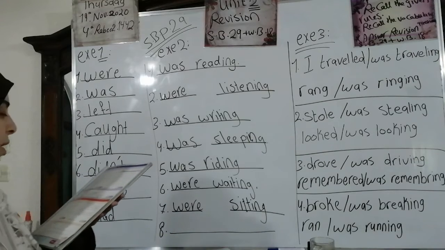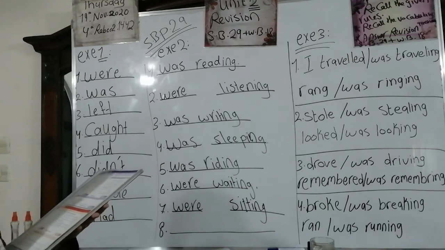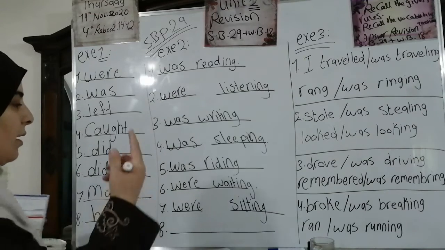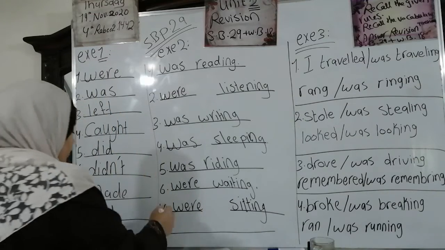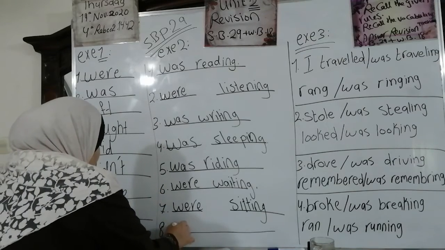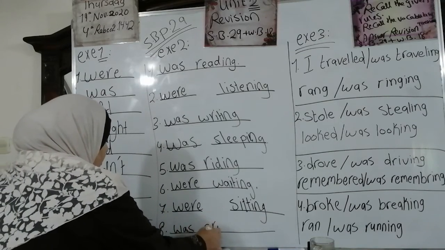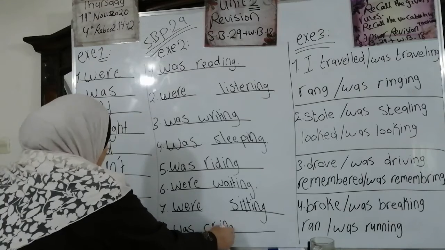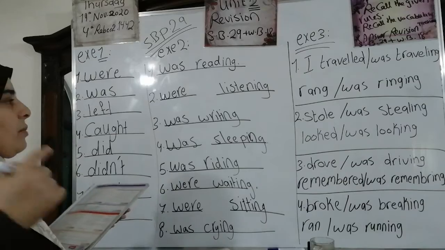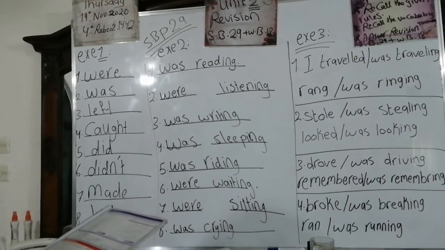Now, number 8, the last one. My grandmother, because she was very sad. So we have the last verb, and my mother, she is singular. So we're going to write was crying. Okay, was crying. Deal? Now, I'm going to move to question number 3. Please stay with me. Deal?